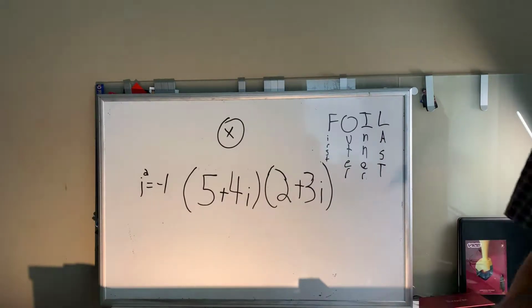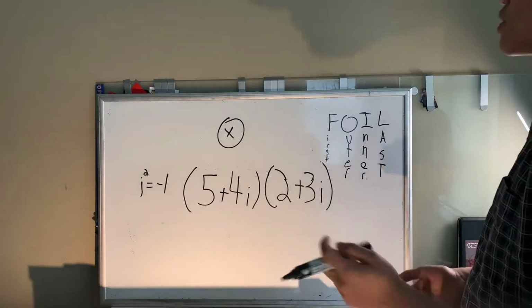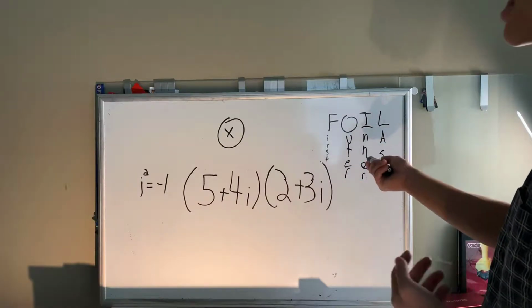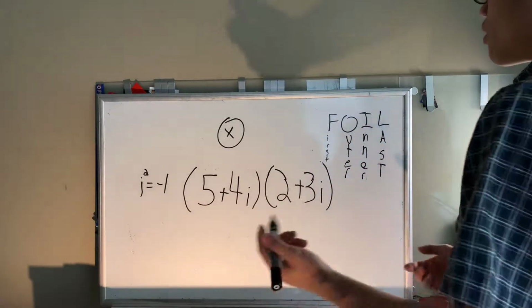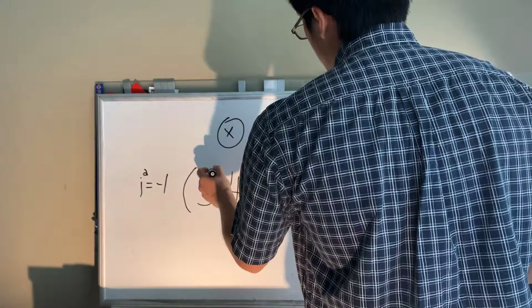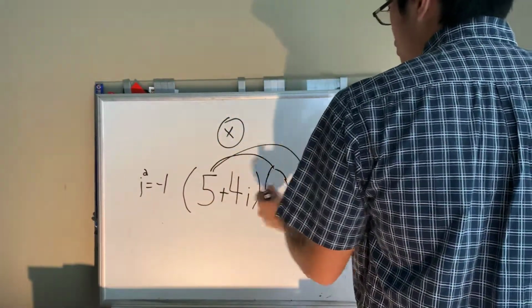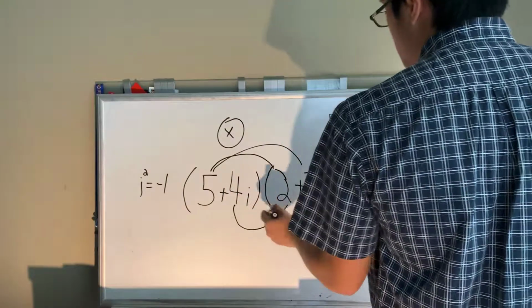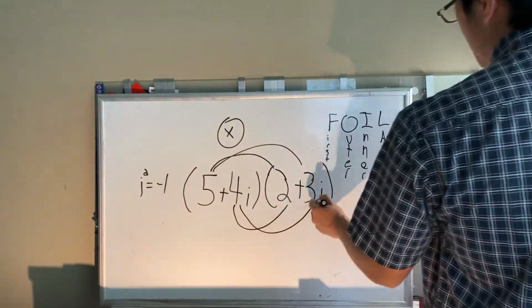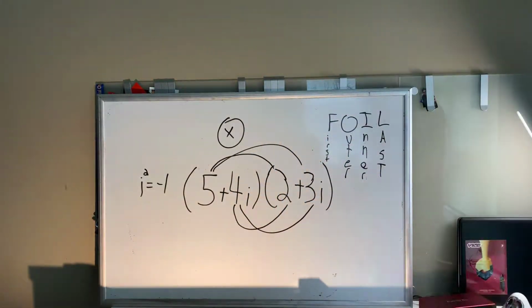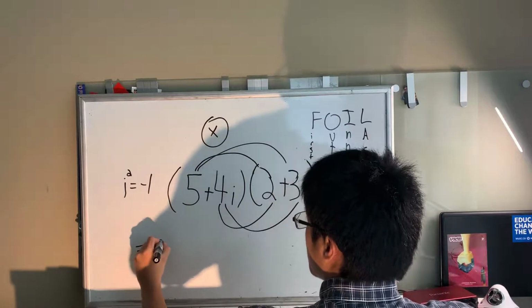Now, multiplying complex numbers is literally no different from multiplying two different binomials. We're just using the same methods. We could use the FOIL method that we learned in grade 11, or you could use the rainbow method, which is what I like to do. So we'll be multiplying 5 by 2, 5 by 3i, 4i by 2, and 4i by 3i. The rainbow method is very easy for me. Let's multiply this. So some easy multiplication.